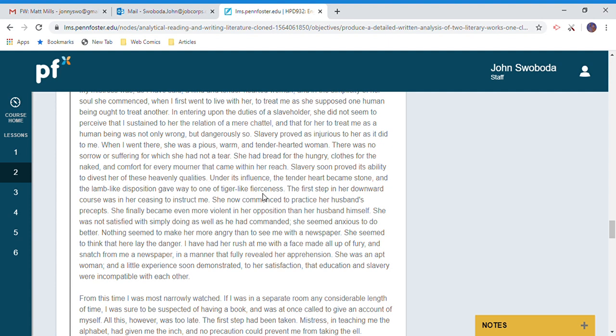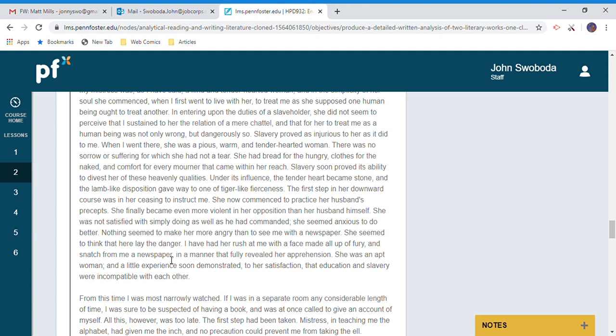The first step in her downward course was in her ceasing to instruct me. She now commenced to practice her husband's precepts. She finally became even more violent in her opposition than her husband himself. She was not satisfied with simply doing as well as had been commanded. She seemed anxious to do better. Nothing seemed to make her more angry than to see me with a newspaper. She seemed to think that here lay the danger. I have had her rush at me with a face made up all of fury, and snatch from me a newspaper in a manner that fully revealed her apprehension.